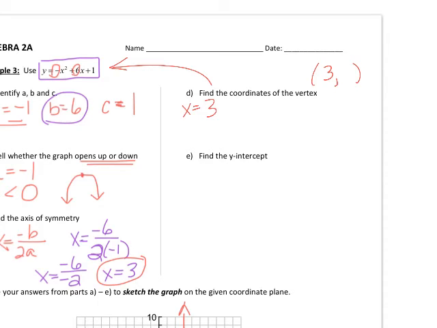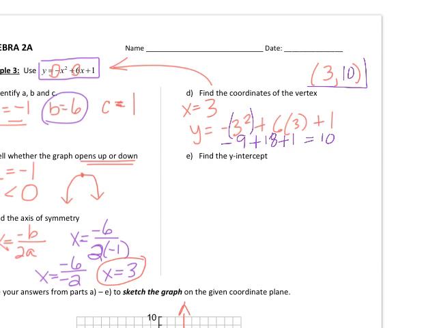So 3 is the x value. I still have to find my y value. So y equals -3 squared plus 6 times 3, because I'm plugging in 3 for every time I see an x, plus 1. This has to be squared, and then we're going to apply the negative afterwards. So if we square 3, that's 9. We have the negative sign out front, so that's going to be -9 plus 18 plus 1, and that ends up being 10. So 10 is our y value, and our vertex is (3, 10).